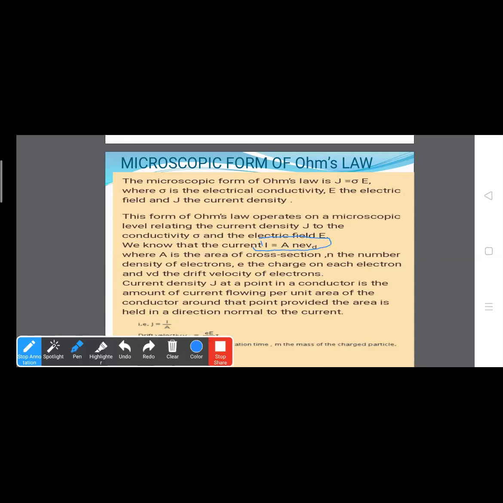This is the relation between electric current and drift velocity, where A is the area of cross section, n is the number density of electrons, e is the charge on each electron, and vd is the drift velocity of the electrons. So the current density J at a point is given by current per unit area. Clear? So what is current density? We can write J equals I upon A.